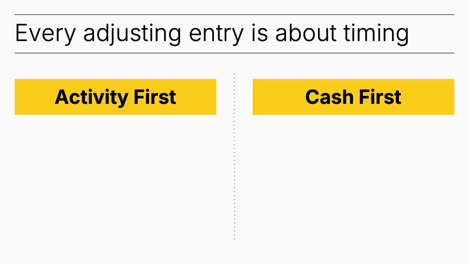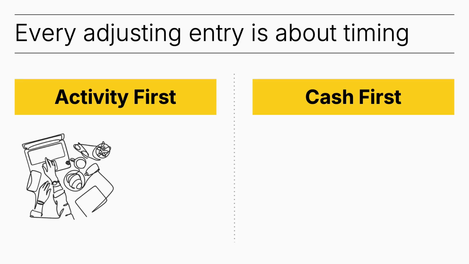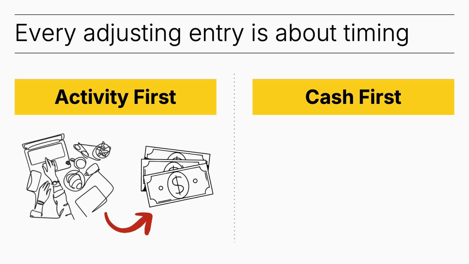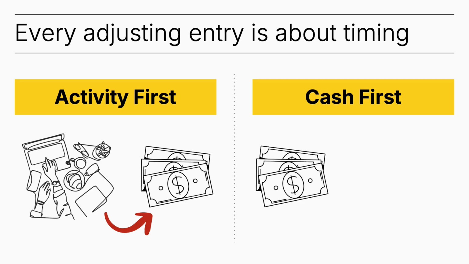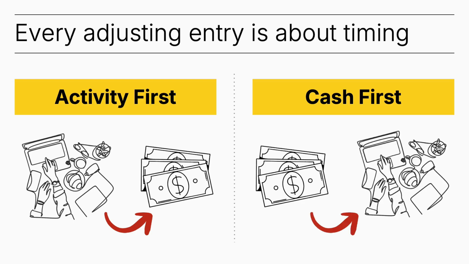This slide is gonna be the foundation for today's lesson. Take a look at the 2 columns. On the left, we have situations where the activity happens first. An activity would include things like delivering goods to a customer, providing a service, or using an expense such as electricity or rent. But the cash is received or paid later. On the right, we have situations where cash comes first. This means that the business either receives money from a customer or pays money to someone first. And the activity happens later.